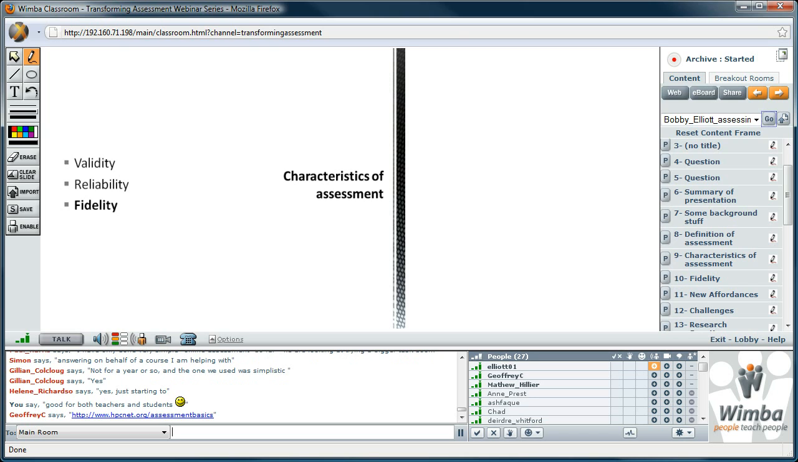But I found it particularly interesting. And, well, the definition of fidelity is coming up, so I'll say no more. But fidelity plays a large part in my paper.